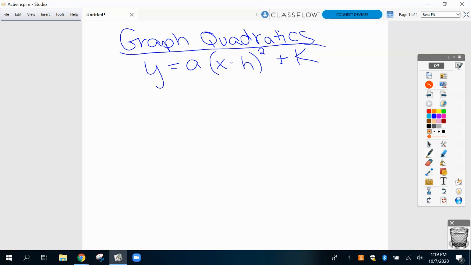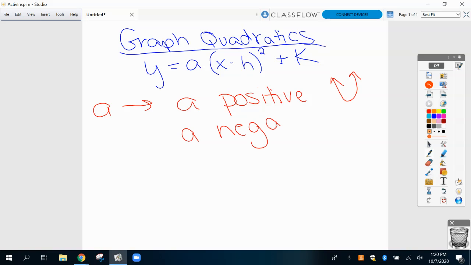Just like we talked about before, a is still going to identify if the parabola opens up or if the parabola opens down. So if a is positive, the parabola is going to open up. And if a is negative, the parabola is going to open down.